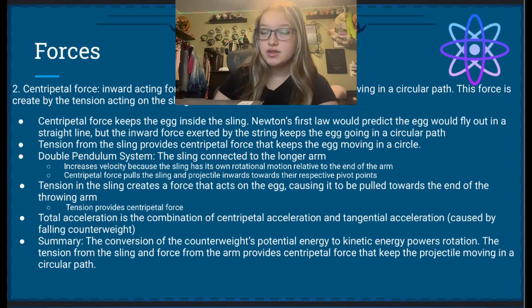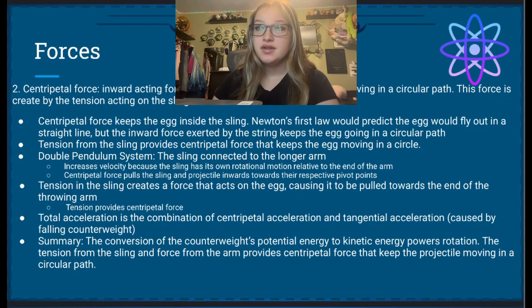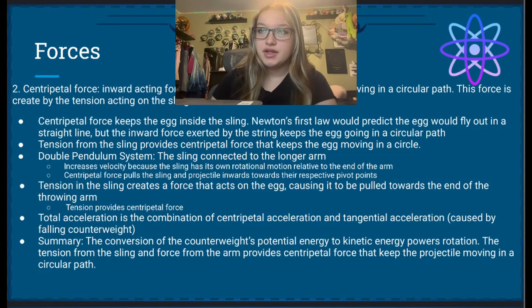Centripetal force. Centripetal force is an inward acting force that keeps the projectile and sling moving in a circular path. This force is created by the tension acting on the sling. Centripetal force keeps the egg inside the sling. Newton's first law would predict the egg would fly out in a straight line, but the inward force exerted by the string keeps the egg going in a circular path. Tension from the sling provides centripetal force that keeps the egg moving in a circle.